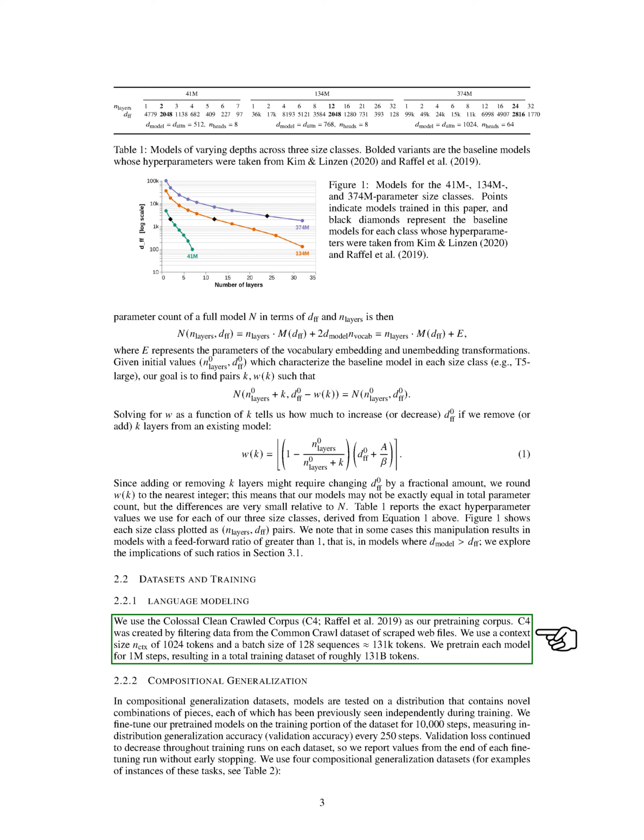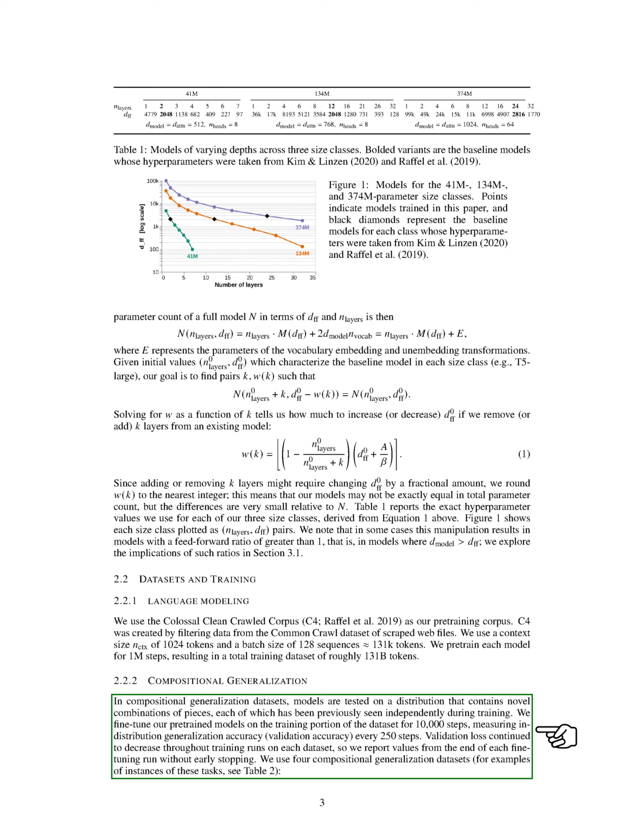Next, we'll discuss compositional generalization. In these datasets, models are tested on a distribution that contains new combinations of pieces, each of which has been seen independently during training. We fine-tune our pre-trained models on the training portion of the dataset for 10,000 steps, measuring the accuracy every 250 steps. We noticed that the validation loss continued to decrease throughout training runs on each dataset, so we report values from the end of each fine-tuning run without stopping early.